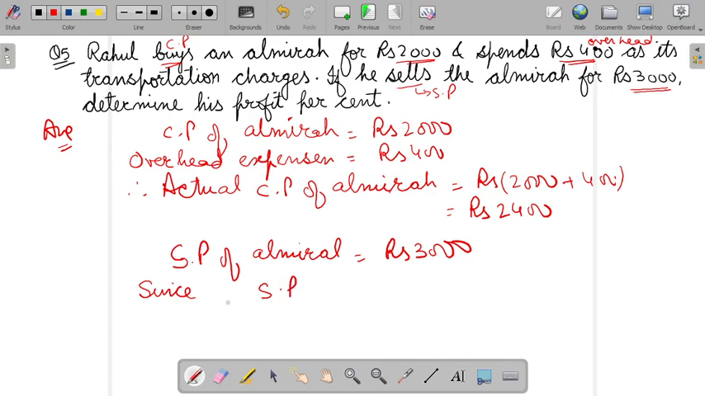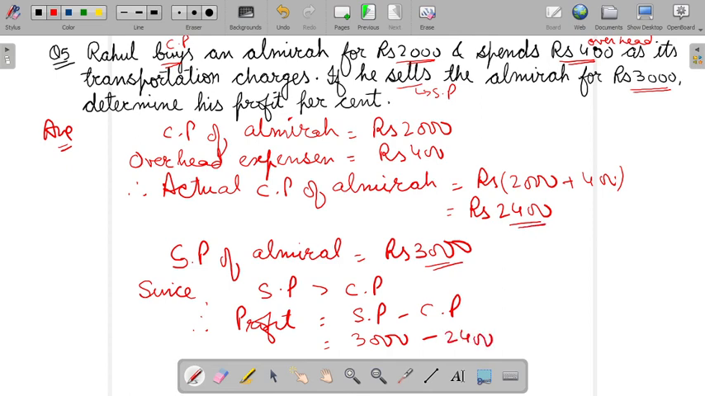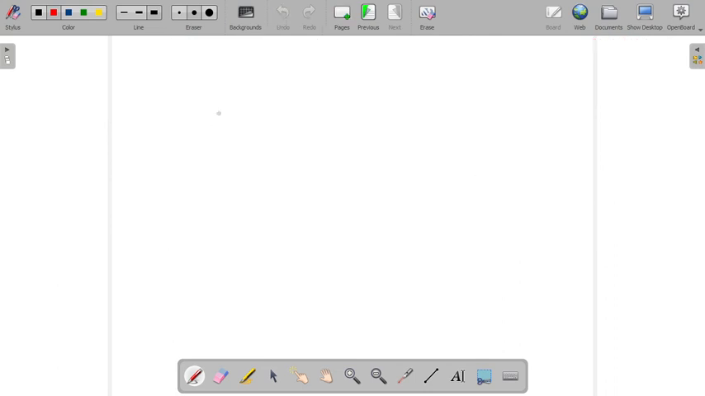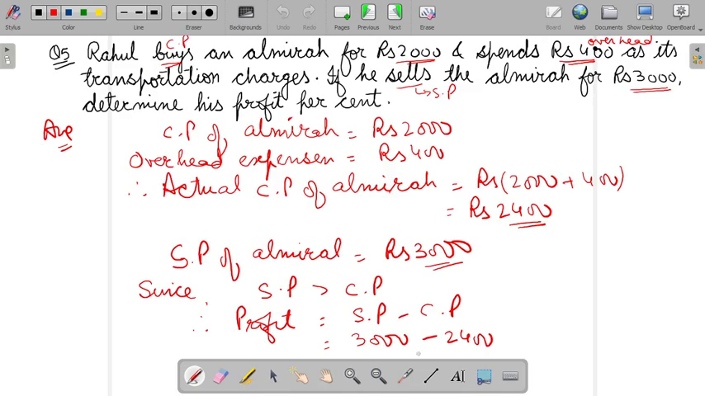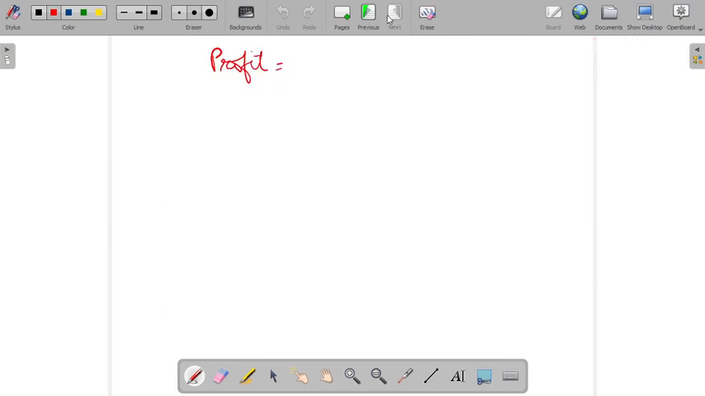Now here, since selling price is greater than cost price, therefore profit would be how much? SP minus CP. So SP is 3000 minus CP. This 2400 would be CP. So the profit would be how much? 3000 minus 2400. So 600 rupees would be the profit.